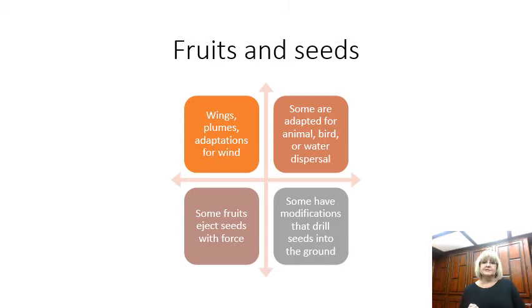So fruits and seeds may have wings, plumes, and other adaptations for wind dispersal. Some fruits and seeds have adaptations for animal, bird, or water dispersal. And some fruits eject seeds with force, and some have modifications that drill seeds into the ground. Give me one example of a seed that is dispersed by water.